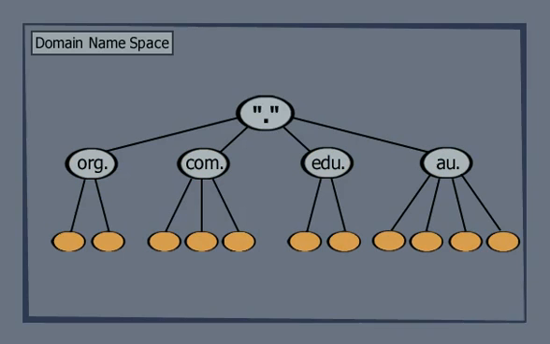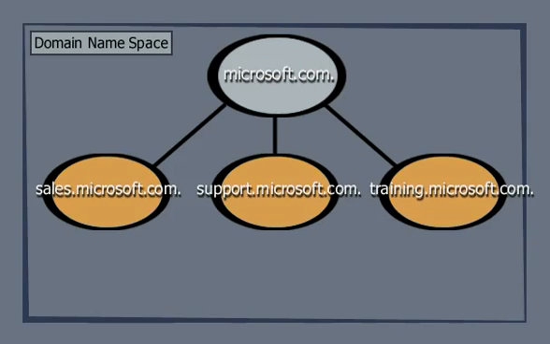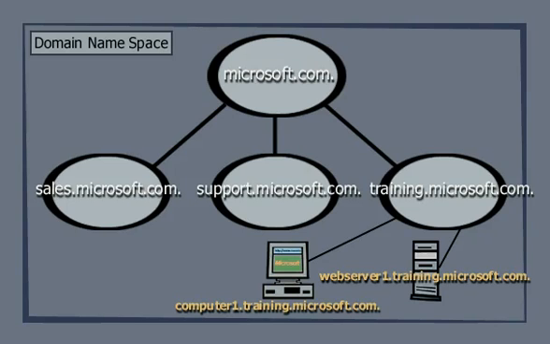Second-level domains are registered to individuals or organizations, such as Microsoft.com, the Microsoft Corporation domain, or Stanford.edu, the Stanford University domain, or gov.au, the domain for the Australian government. Second-level domains can have many subdomains. And any domain can have hosts. A host is a specific computer within a domain, such as Computer 1 or Web Server 1 in the training subdomain of the Microsoft.com domain.